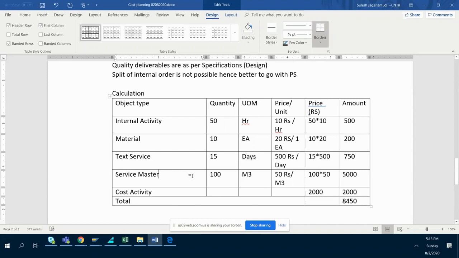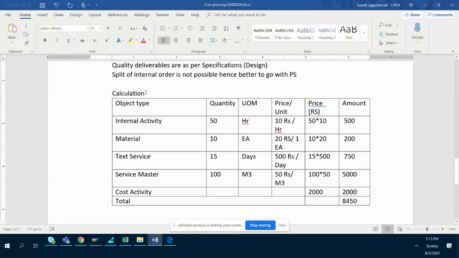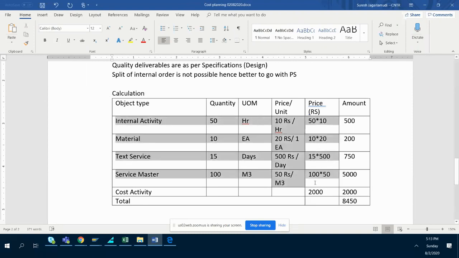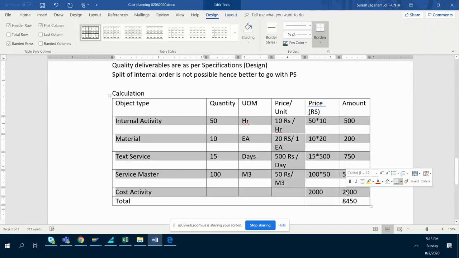Then the service master, it is always going to be painting and something like that, or excavation work, it is going to be square meters, cubic meters, square yards or cubic yards or whatever you name it, you use that one. And cost activity is a direct price entry, and there is no calculation here, direct entry is what is required. So this is what the calculation is based on. So if we are making a calculation for cost, this is what you need to refer. Are we clear?